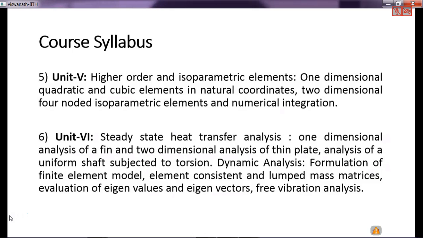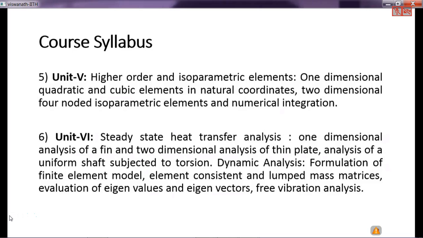In the second part, what we'll be doing is dynamic analysis. In the dynamic analysis, we have inertial forces. Instead of the equilibrium equation, since summation of F equals 0 is the equilibrium equation, whereas summation of F equals mass times acceleration is the equation of motion. So the equation of motion is solved in the dynamic analysis.